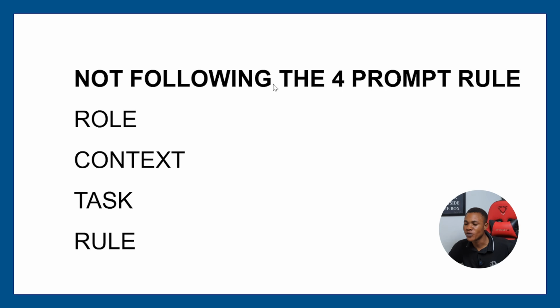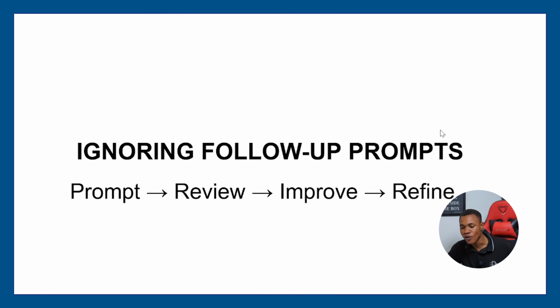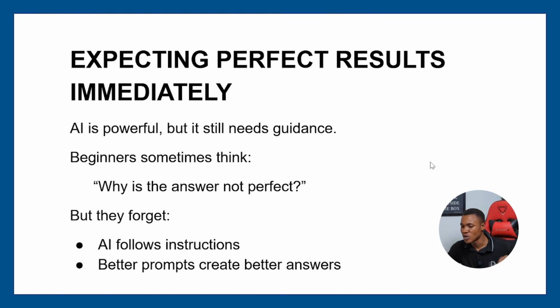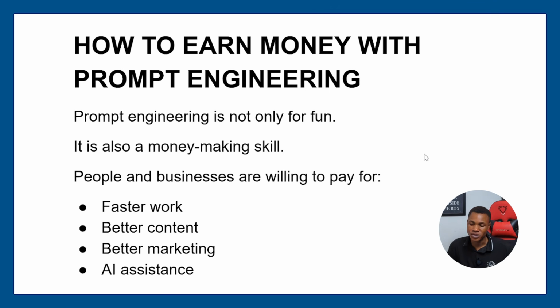All right, the next one is not following the 4 prompt rule. That's the next mistake that people make. They don't follow the 4 prompt rule, that's the role, context, task, and rule that I've just talked about. If you don't do follow up, you will not get the best results. So the best result is you give a prompt, you review the prompt, you improve it, you refine the prompt. Is that okay? So if you expect results immediately, you will not get the best results. That's why follow up prompting is very, very good. And also giving examples, giving more details is good. Is that okay? How to earn money with prompt engineering.